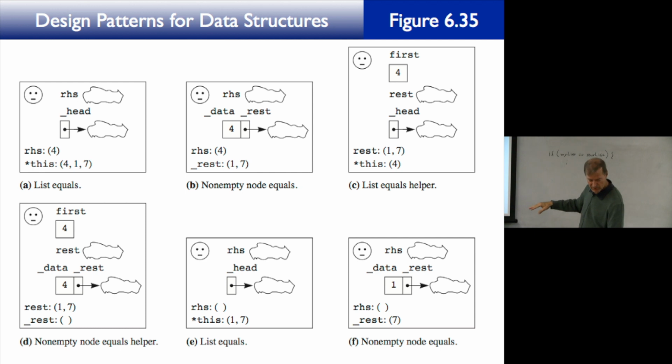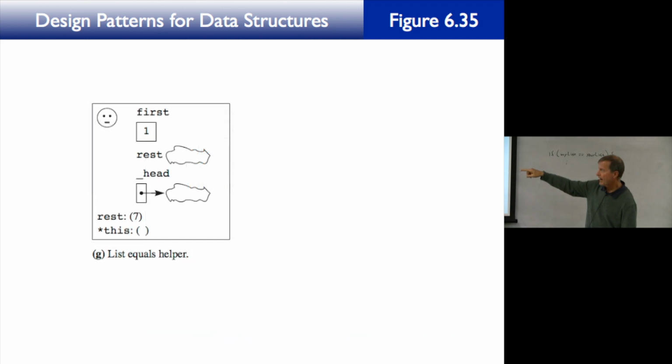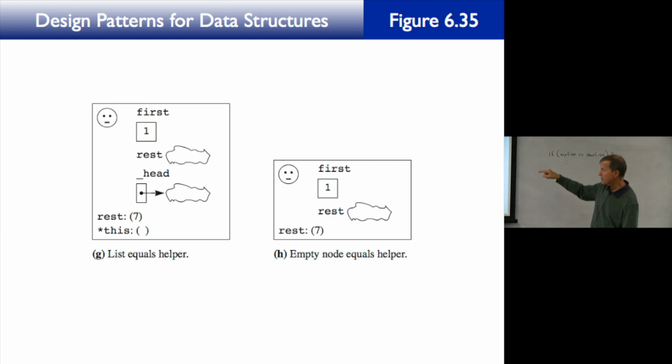All right. So what this non-empty node will call is the list equals helper, and it will pass along the 1. See, let's go back. The 1 from underscore data gets passed along as a parameter. Are you with me? And so this is the list equals helper. But now the list calls the what version? The node version. So the empty node equals helper now has first passed along as a parameter, and rest is 7. Right? But now this is the empty node. Now look. This is the empty node equals helper. But what is this empty node being given?